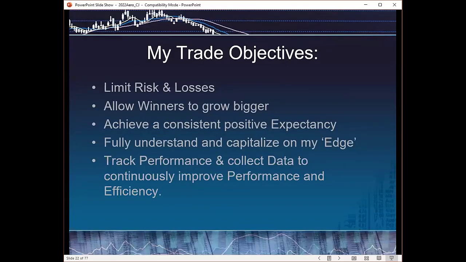So what are my trade objectives going forward? Let's see. I want to limit my risk and my losses. I want to allow winners to grow bigger. I don't want to use spreads to cap off my wins. I want to leave them open-ended to be whatever they can be. The most important thing is to achieve a consistent positive expectancy. And to help do that, I need to fully understand and capitalize on my edge. Part of that is tracking performance, collecting data, and continuously improving my performance and efficiency.